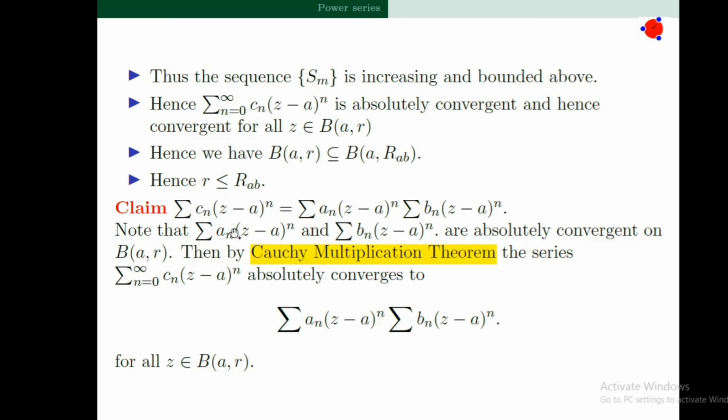Next we show that this series converges to this sum. Note that the series sigma an into z minus a the whole raised to n and sigma bn into z minus a the whole raised to n are absolutely convergent on this open disk. So by Cauchy multiplication theorem, the product series converges to the sum sigma an into z minus a the whole raised to n times sigma bn into z minus a the whole raised to n for all z in the open disk with the center a and radius r. So this completes the proof of the theorem.